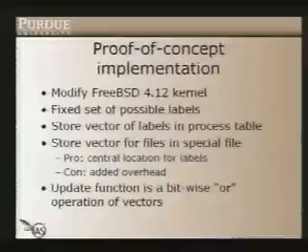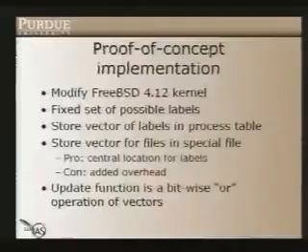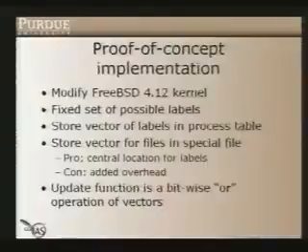Files are stored in a special file, which means we have them all in a central location and can easily determine which file has which label and also which label is contained in which files. The disadvantage of that is an added overhead when actually doing the updating by having to access the file. And for the update function, we only need to bitwise OR all these vectors in order to make the updates.